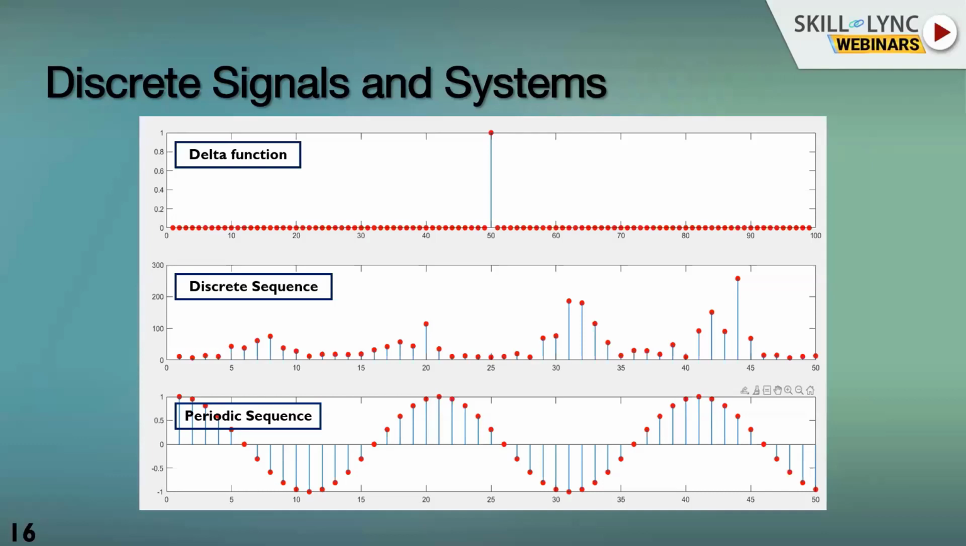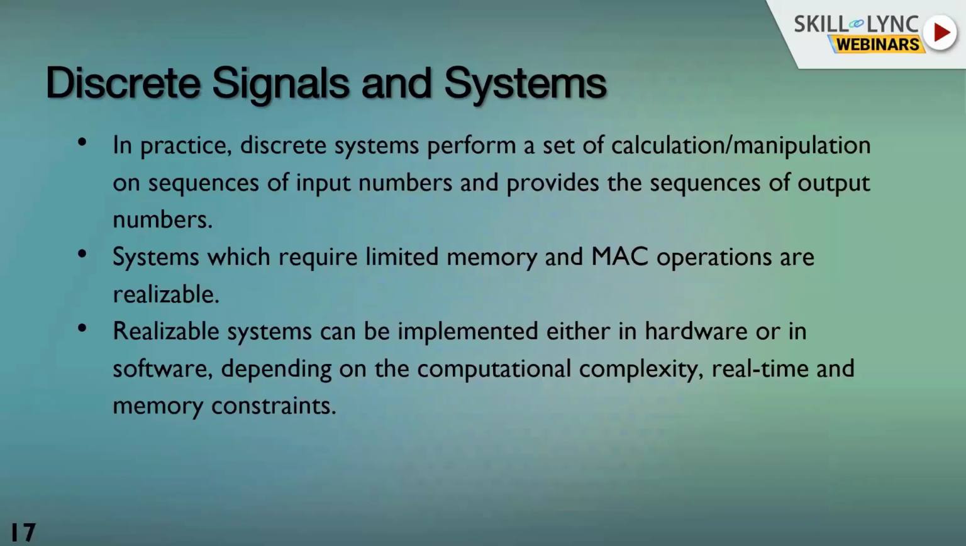Then the next one is a typical finite length discrete signal. We can see here it's a length 50 finite length sequence. This is what we will generally be encountering in real life situations. And then we have a typical periodic sequence, like a sinusoid at some frequency. So these are some examples of a typical discrete signal. Okay, so that was some description about discrete signals and how they should be treated.